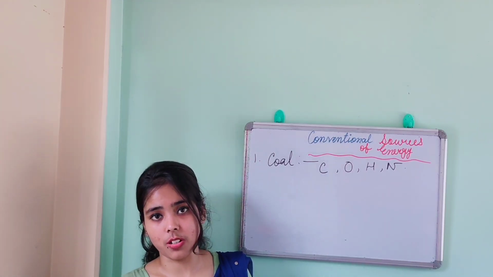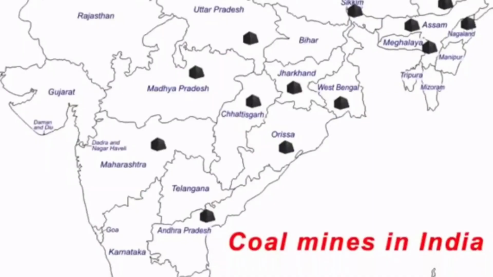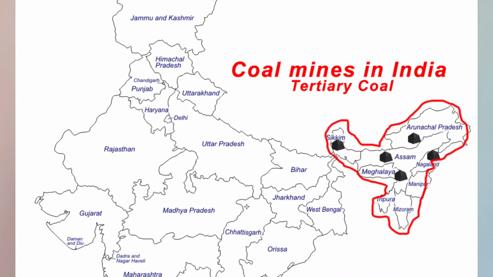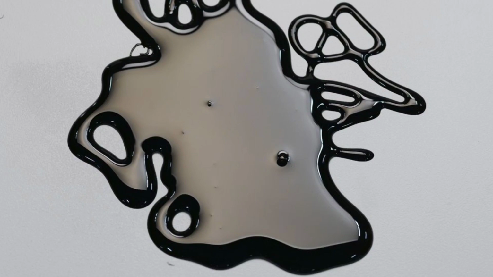Now the distribution. Throughout India, there are so many states where the coal is found. What are they? Jharkhand, Orissa, West Bengal, Maharashtra, Madhya Pradesh, Goa, and some states of Northeast India like Manipur, Meghalaya, Arunachal Pradesh, Mizoram. So this is all about the coal. Now next is the petroleum.